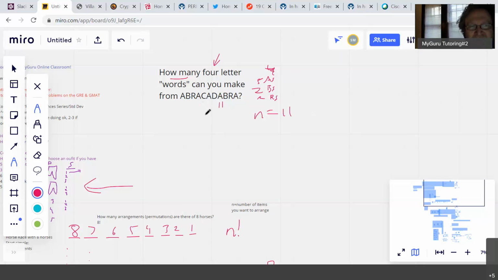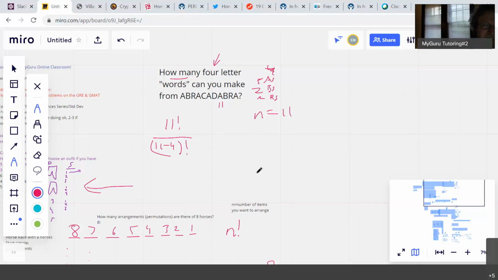Say we were to just take our 4-letter words without thinking about any restriction at all. That would be the first thing, right? Because ABRA and ARBA, those are 2 different things, right? So that would be our 11 factorial over 11 minus 4 factorial. We'd start out there.